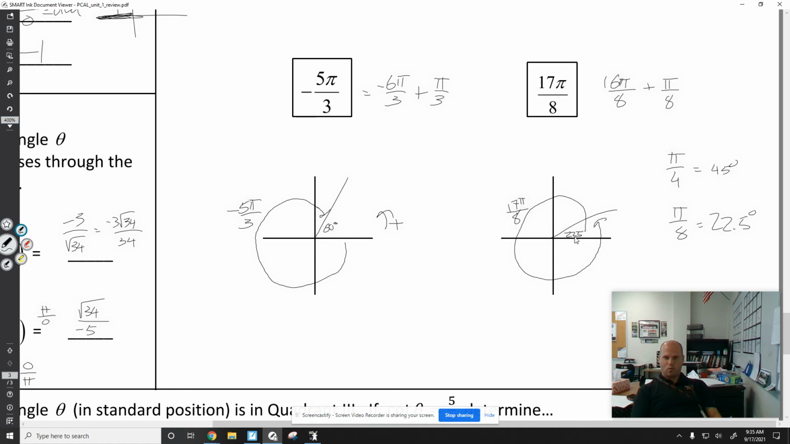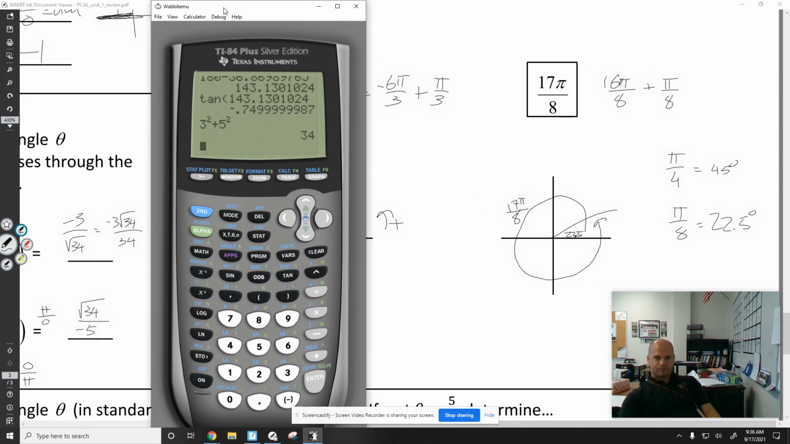It is a pi over 8 more than 2 pi. So that's 360 plus 22.5. That's going to be 382.5. Watch this. If you want to convert it, multiply by 180 degrees divided by pi rads. 17 divided by 8 times 180. I'll get 382.5. Boom, without a calculator.